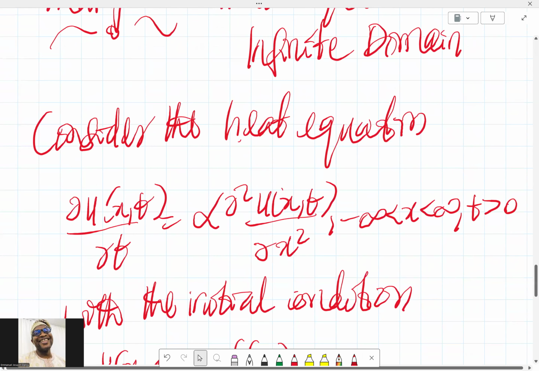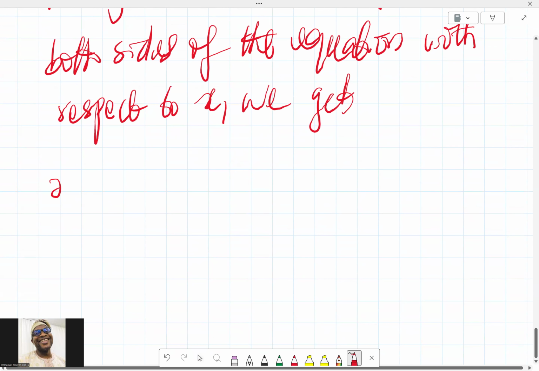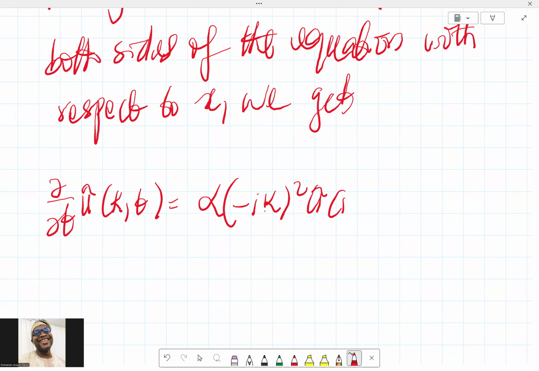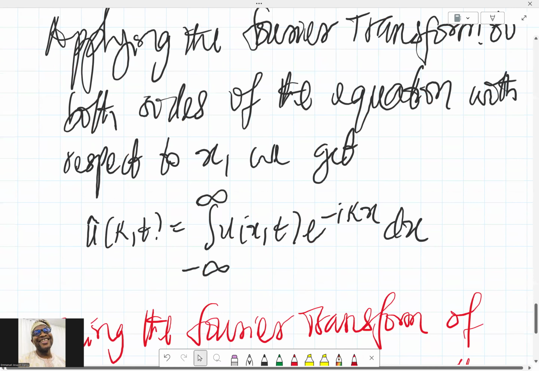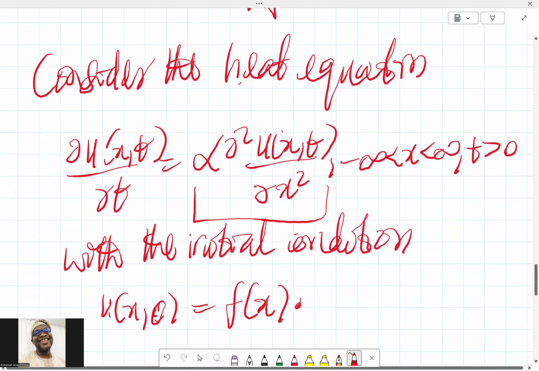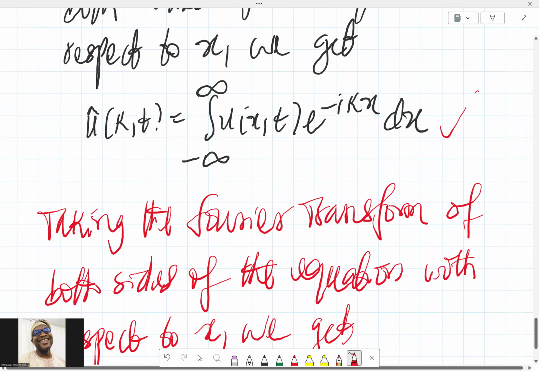So this is the first order derivative and this is the second order derivative. So we just apply it like that. What do we get? We have partial t of u cap k comma t equals alpha times minus ik squared u cap of k comma t. If you apply it to both sides, our focus is on this part. The left hand side remains the same, but this one is transformed using this expression. From here we just get this.